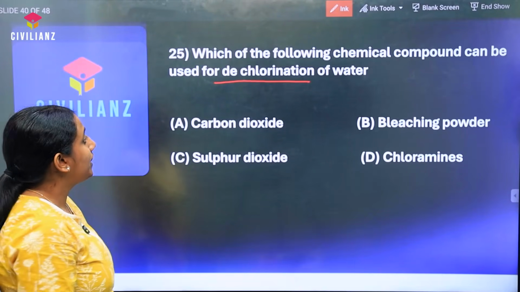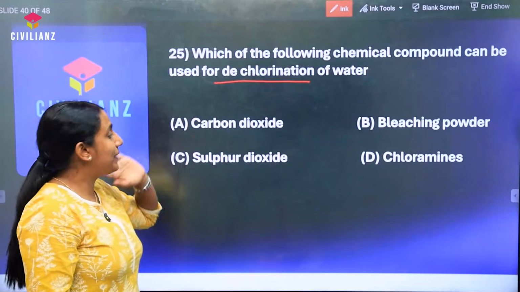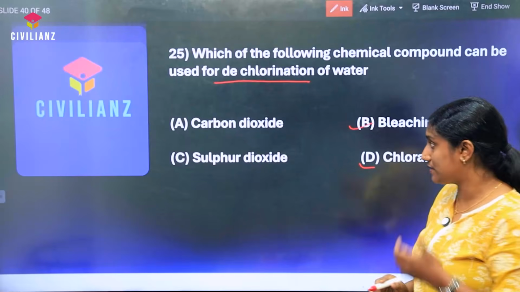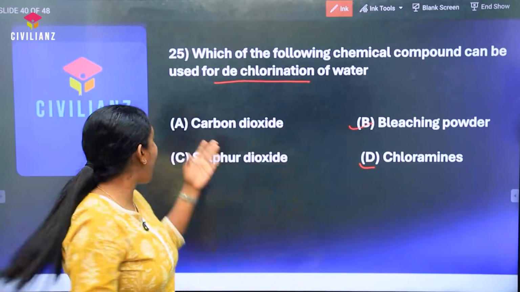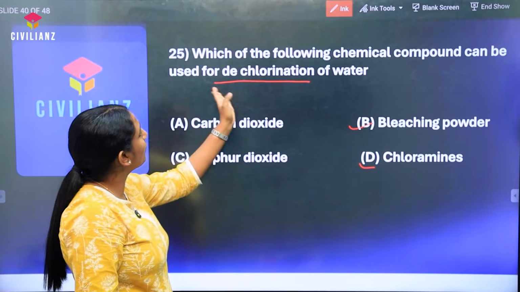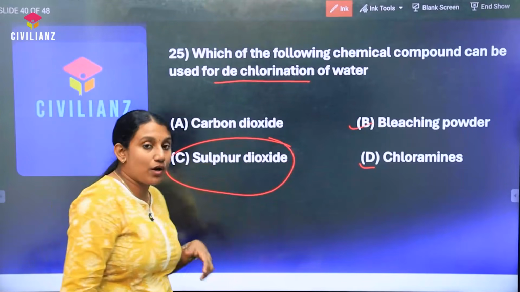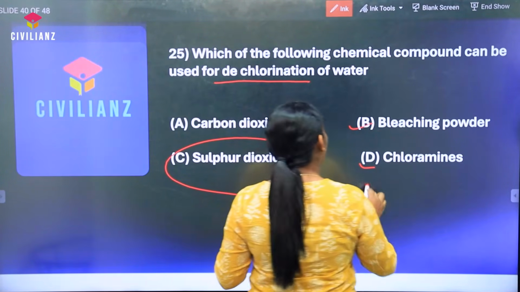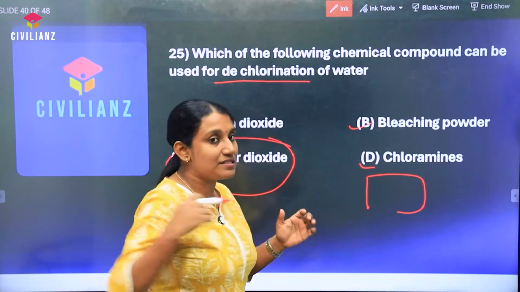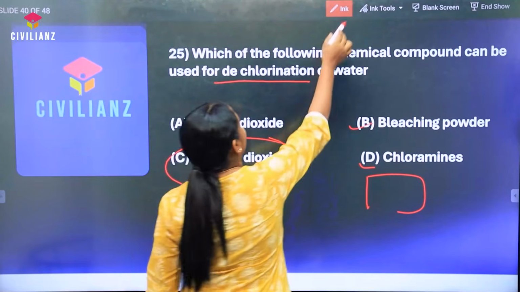Which one is the answer? We use bleaching powder and chloramine in the chlorination process, so B and D are out. Then two are left, A and C: carbon dioxide and sulfur dioxide. Carbon dioxide we do not consider for dechlorination. So the last one is sulfur dioxide. Dechlorination means we remove the remaining chlorine from the water. So in the dechlorination process we usually use sulfur dioxide.